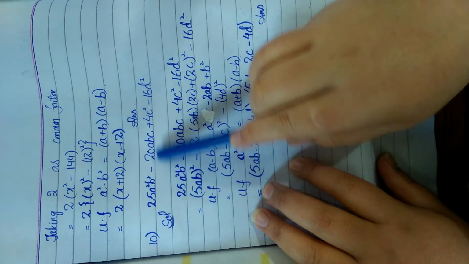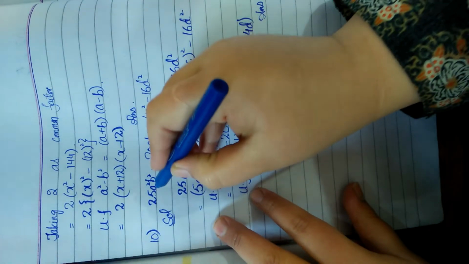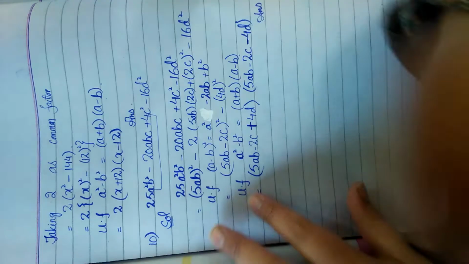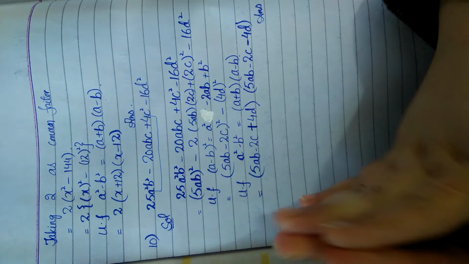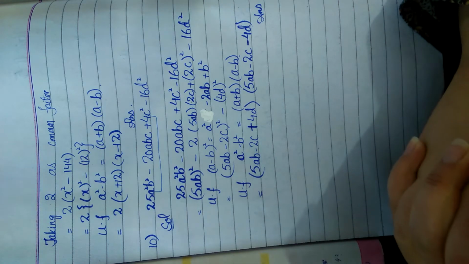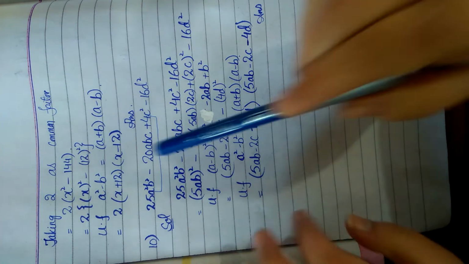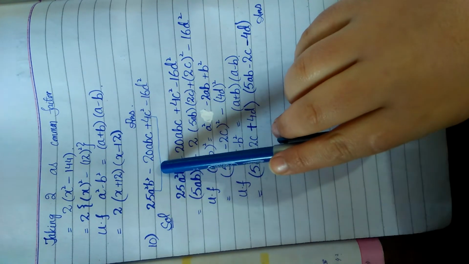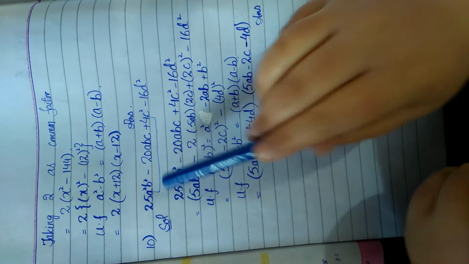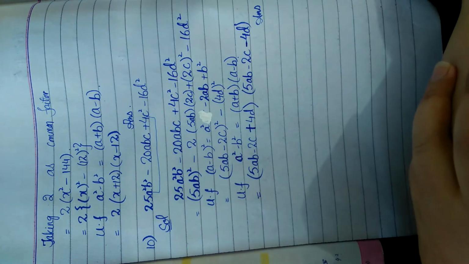So first we will solve these three terms, 25a square b square minus 20abc plus 4c square. Here it may be a perfect square formula, (a plus b) whole square or (a minus b) whole square. How will we decide it? We will look at the sign of the second term. So that is minus, so definitely we will open it according to the minus formula.